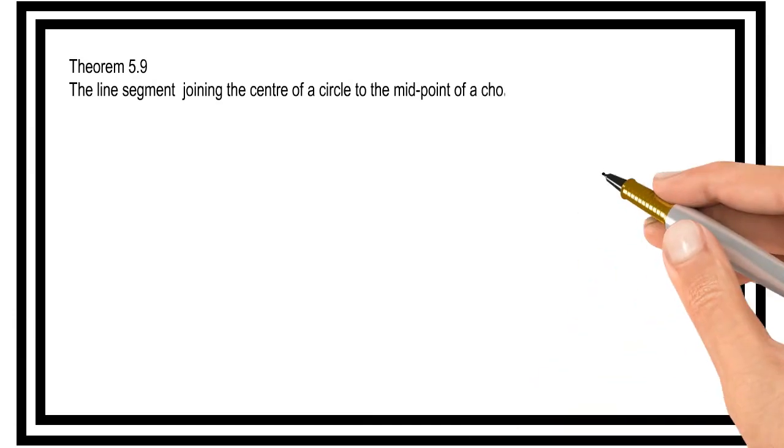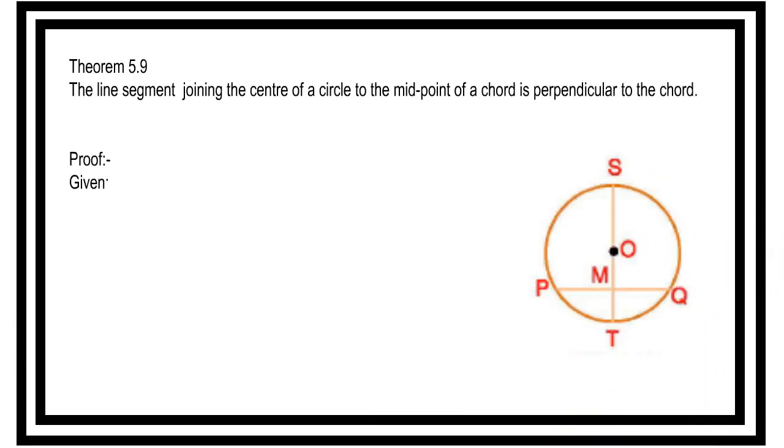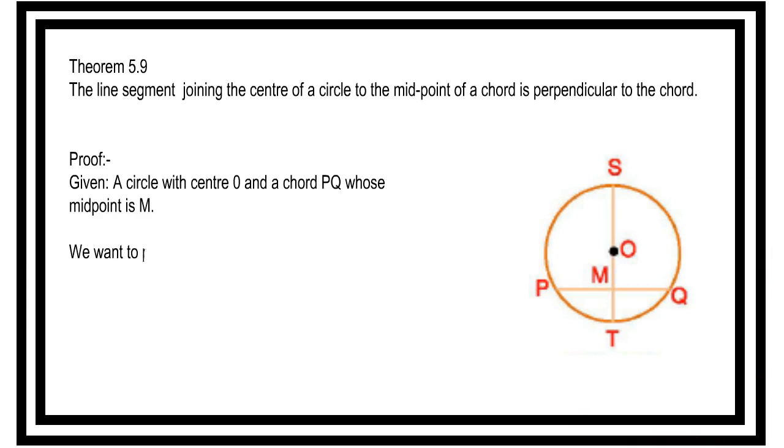Theorem: The line segment joining the center of a circle to the midpoint of a chord is perpendicular to the chord. Prove. Given a circle with center O and a chord PQ whose midpoint is M. We want to prove that angle OMP is a right angle.